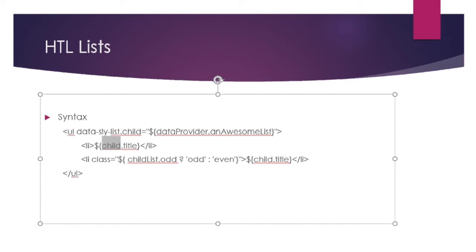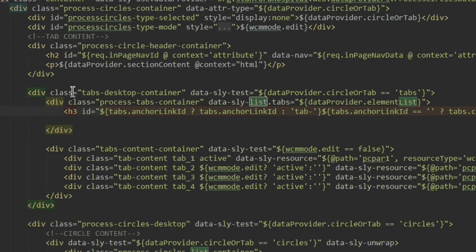and then you can display the information as needed. So looking at this sample code, I have a div, process tabs container, data slide list. I'm defining the identifier for each element on the list is going to be list.tabs, and then I'm getting that from my data provider. And then inside the scope of this div, I'm calling tabs and I'm pulling the anchor link ID.